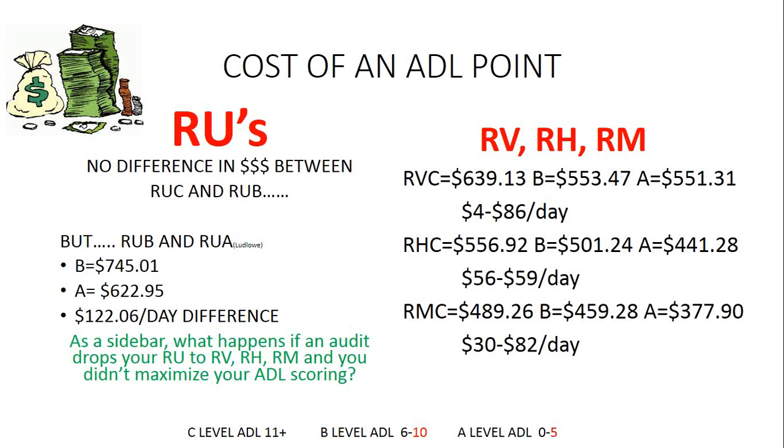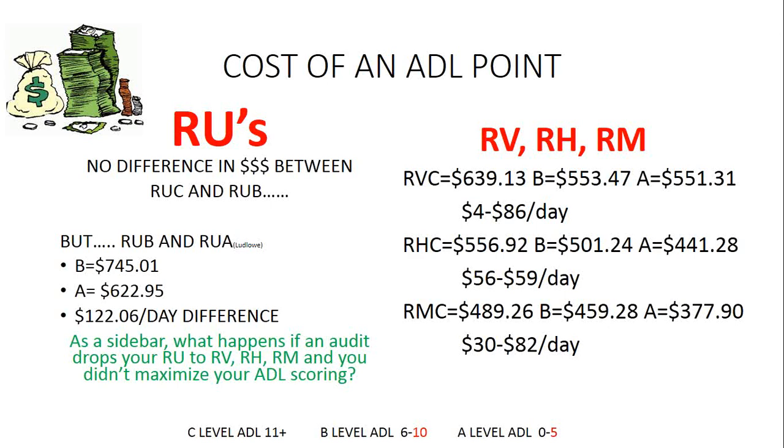And as a sidebar, what happens if an audit drops that RU to an RV, an RH, or an RM, and you didn't maximize that ADL because you weren't concerned about it when it was a B and a C? Well, under an RV, RH, and RM, you can see the dollar amounts, anywhere from $4 to $86 a day for an RVC. An RHC, going from a B to an A can be anywhere from $56 to $59 a day difference, and an RMC, from a B to an A, can be anywhere from $30 to $82 a day.